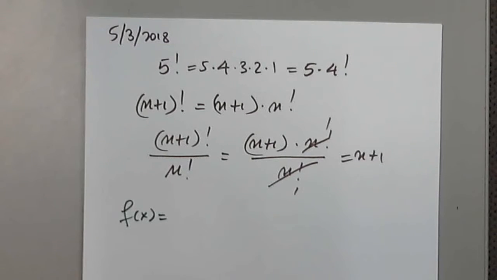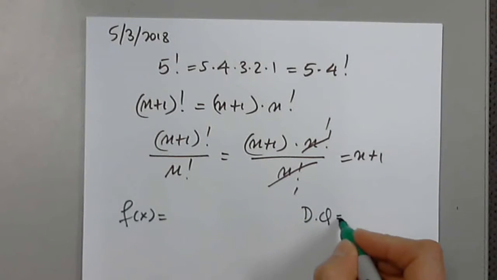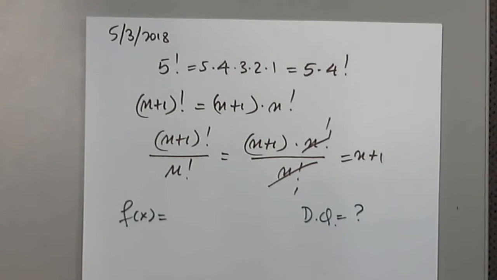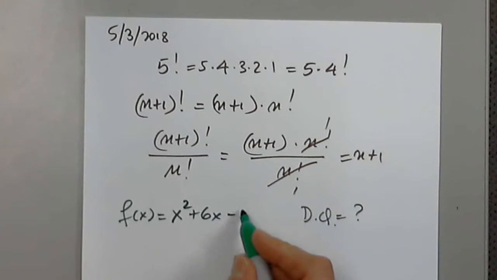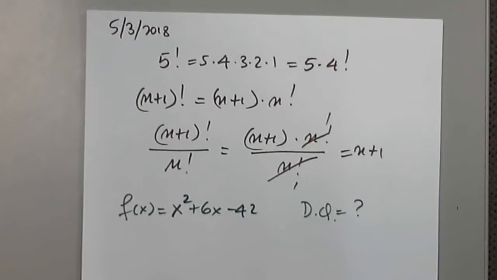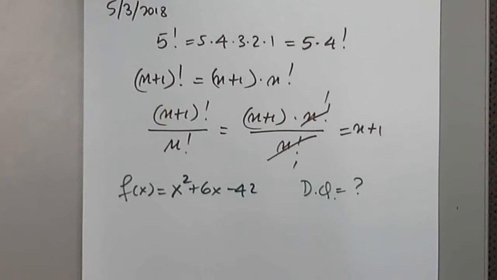Either rational or quadratic or radical. So we can determine the difference quotient for that. You can look at your tests and just pick a function. I want to say x squared plus 6x minus 42. Perfect. What type of function did Tom pick? Quadratic. Awesome.